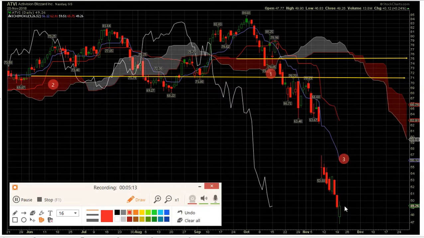It might be here, but once it starts consolidating and these averages start catching up to price, then this price action can start moving up. It can meet the Tenkan-sen, and then eventually it might spike up to the Kijun-sen. Now that's a move from about 50 to, let's say, about 60 if that happens.